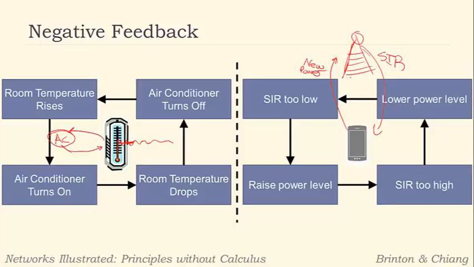So the negative feedback loop, the feedback comes from the tower, and then your cell phone uses that information to try to keep it in check and try to make that SIR equal to what it should be. So that's the idea behind this concept of negative feedback, and we'll see it again in different contexts in this course.